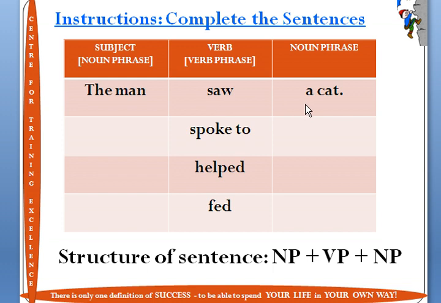Here we have a sentence. The man saw a cat. Try to complete these sentences also. Again, the structure is noun phrase, verb phrase, and noun phrase.